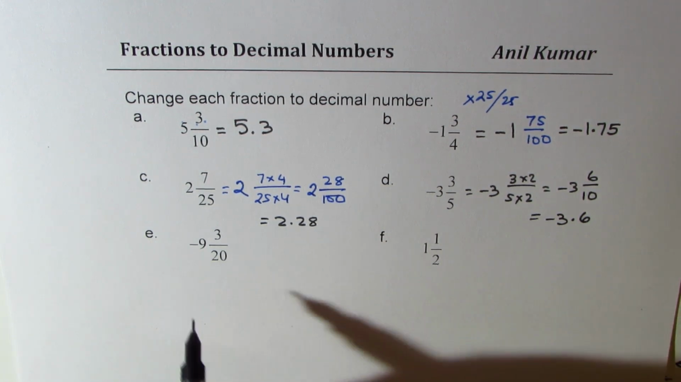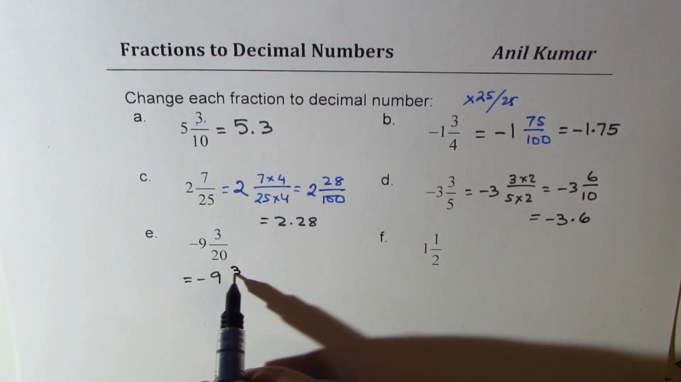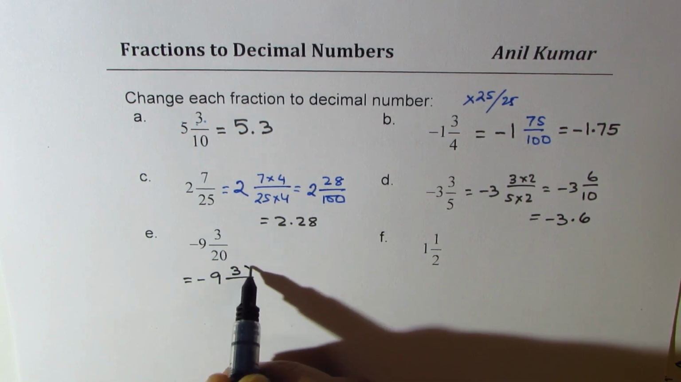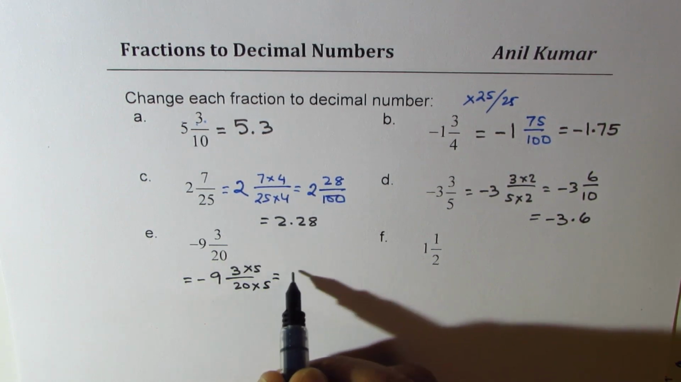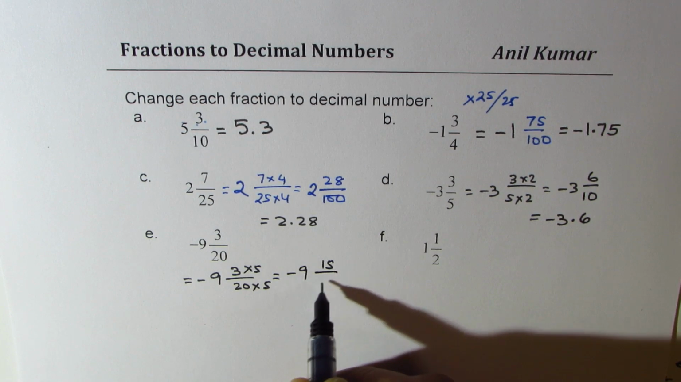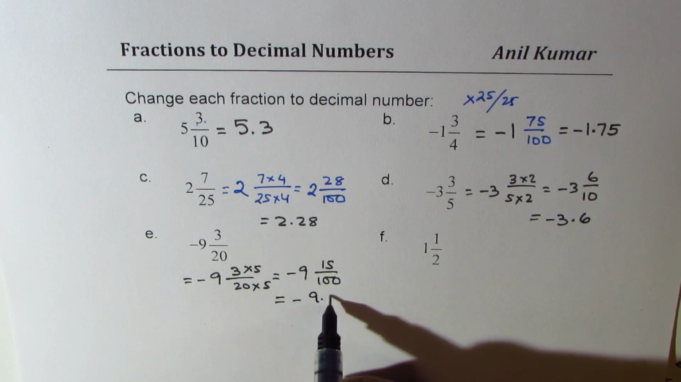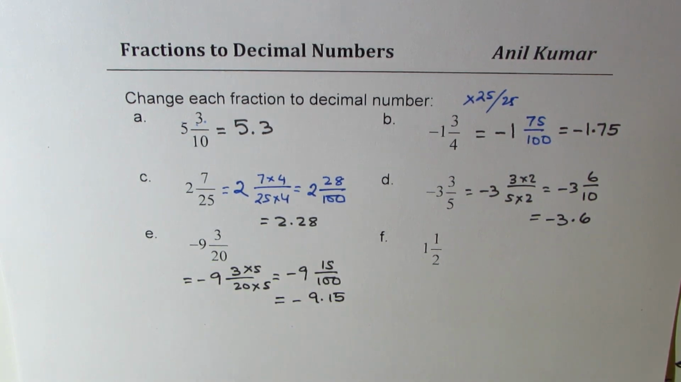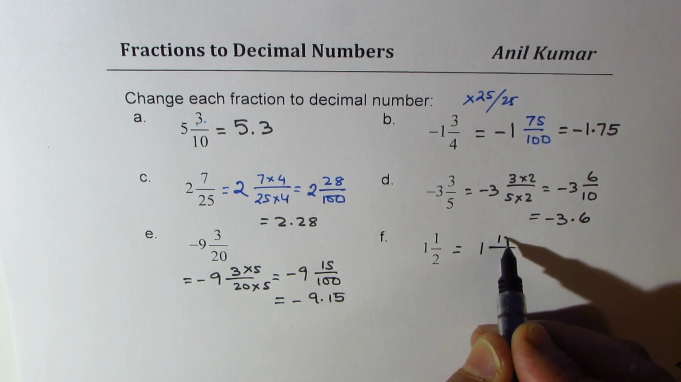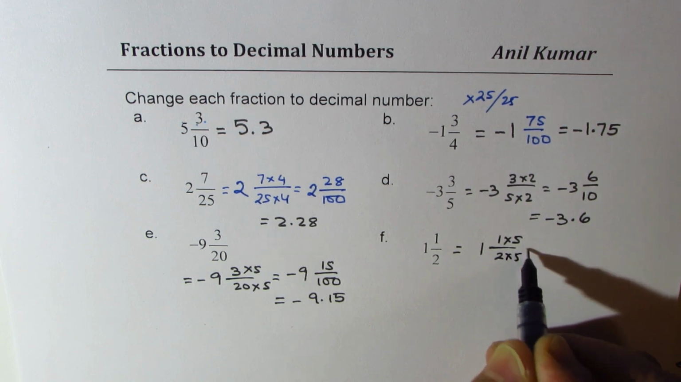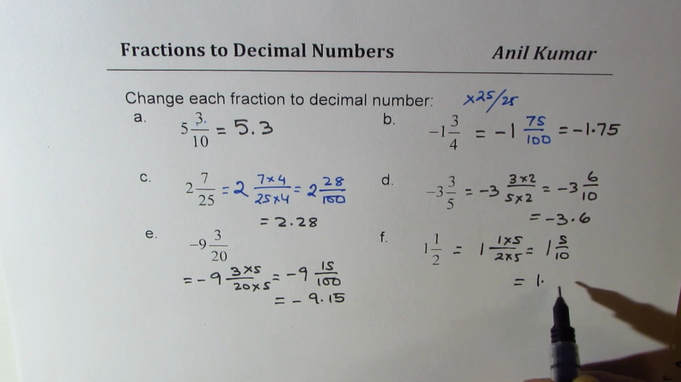The last two here, let's rewrite this as multiplying by 5, 3 times 5 and 20 times 5. So we get minus 9, 15 over 100, right? So that could be written as minus 9.15. Now 1 over 2, you could multiply this by 5, right? So 1 times 5, 2 times 5, which is 1 full, 5 over 10, which could be written as 1.5.